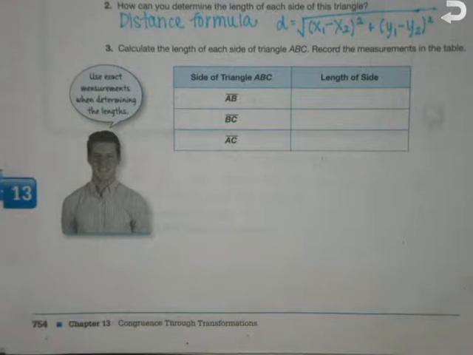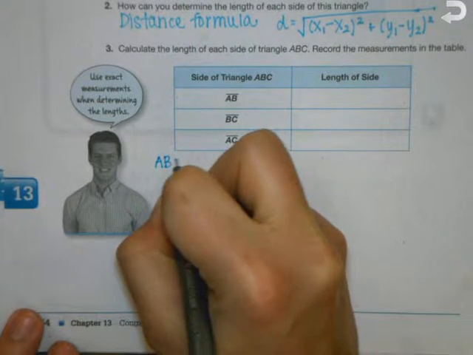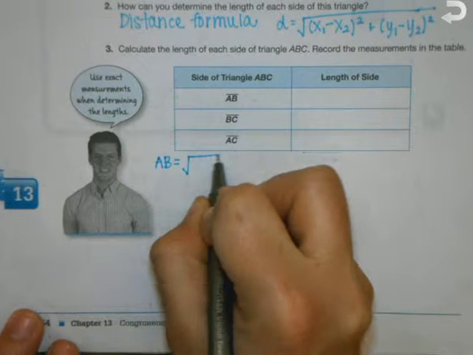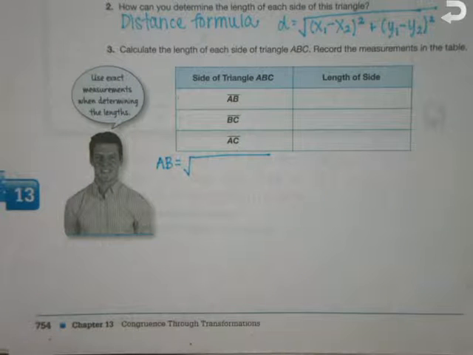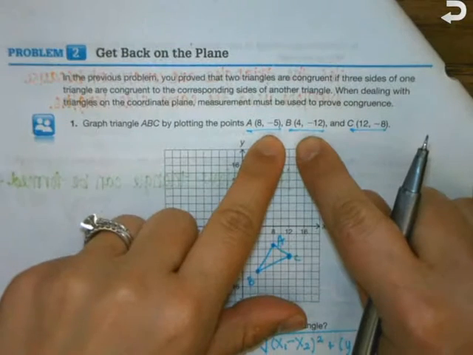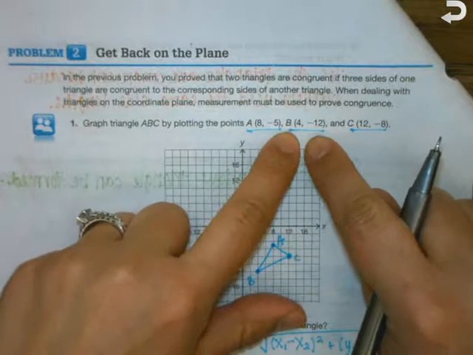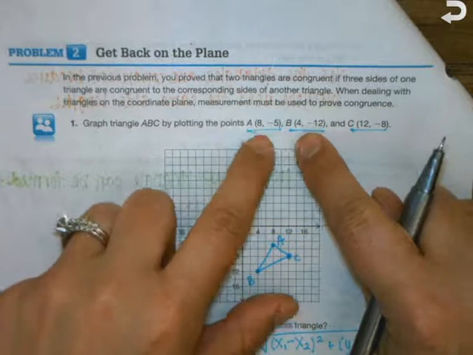So let's do AB first. So the distance between AB. Guess what? I'm not even going to make you use your calculators. We're going to just leave everything inside the square roots, okay? So we're looking at the distance between point A and point B first. So I'm using these 2 points that are given to me, (8, -5) and (4, -12). Which point do you guys want to use as x1? Do you want to use 8 or do you want to use 4?